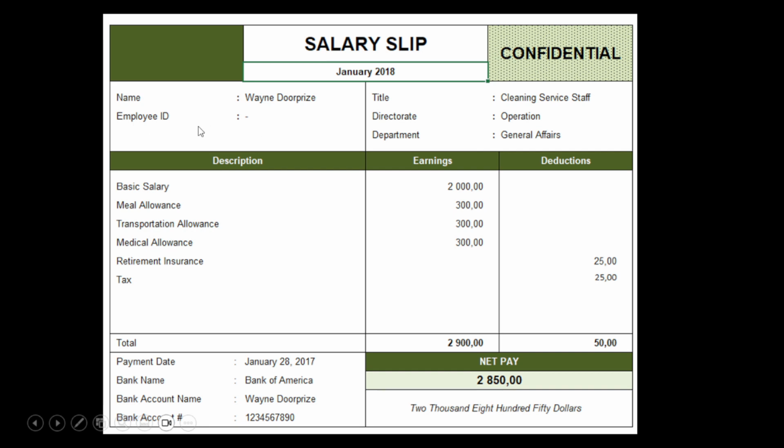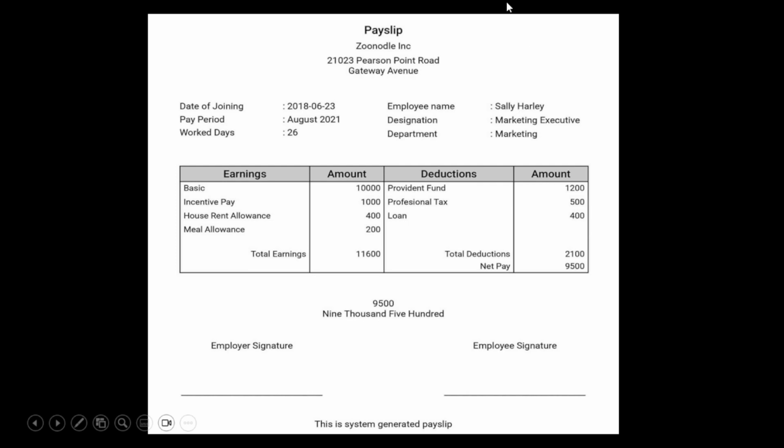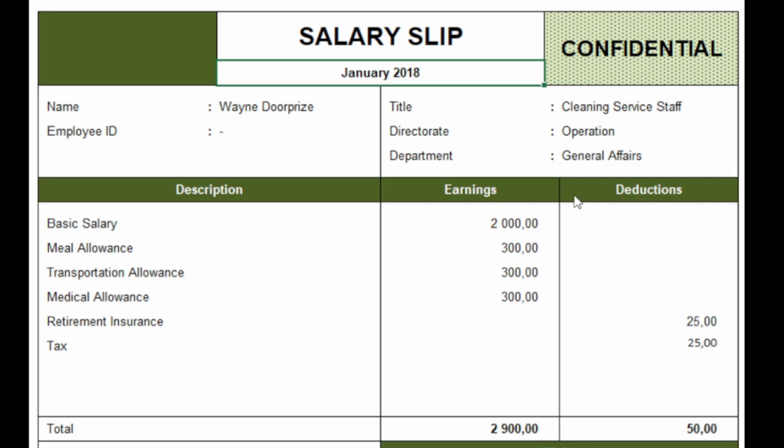That is a typical question that comes up. All right, same thing as we did last time. We looked at the earnings and the deductions. So let's have a look here. We see the earnings. Basic salary, 2,000. Meal allowance, 300. Transport allowance, 300. Medical allowance, 300. Those are all allowances. So if they were to ask you what the total of the allowances are that Wayne is receiving, it's 900 Rand, because there we can see the 3 allowances.